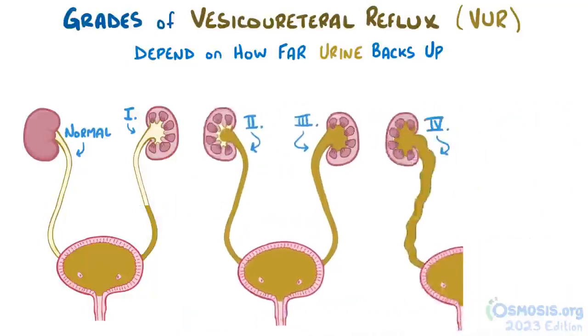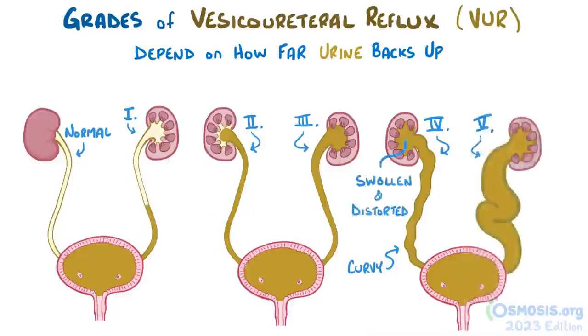In grade 4, the ureter is so swollen that it starts to get curvy, and the renal pelvis and calyces, which are the urine collection ducts, become moderately swollen and distorted. Finally, in grade 5, the most severe classification, urine fills up the ureter, pelvis, and calyces, which causes them to swell up completely. And this amount of pressure can lead to kidney failure.